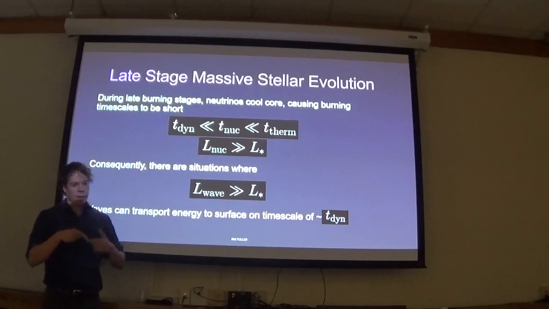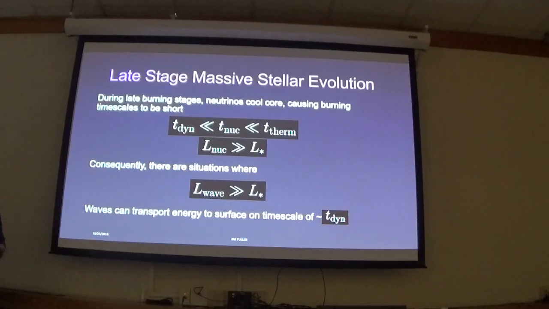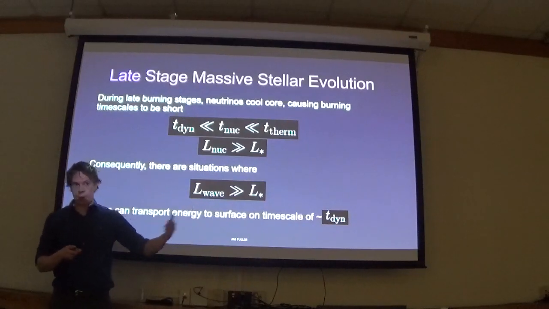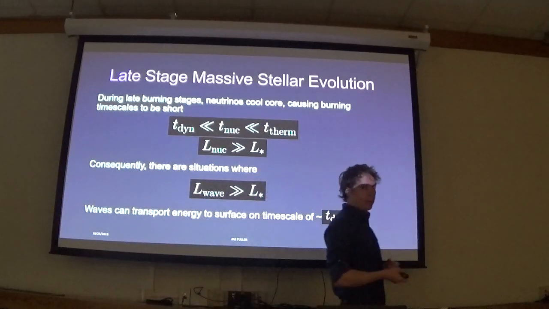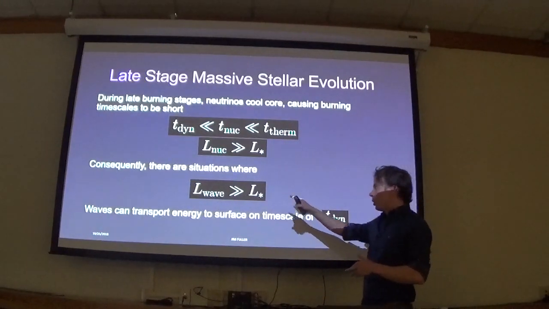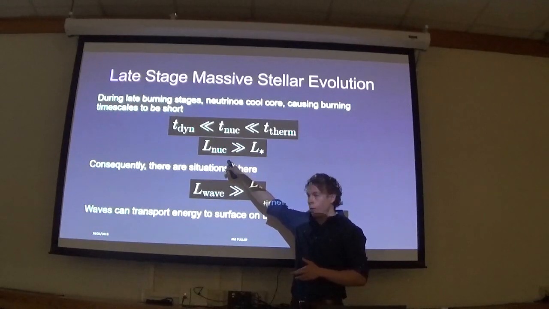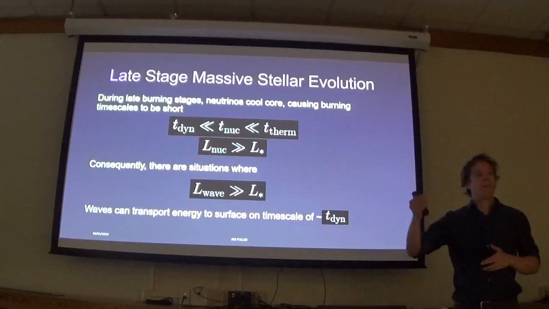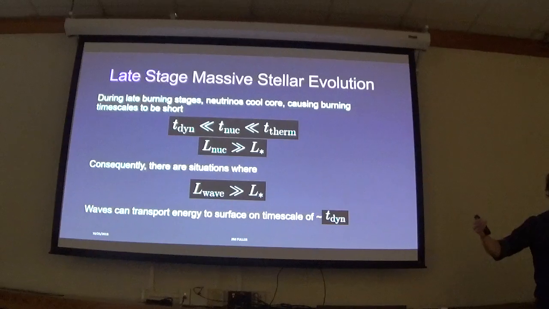And that means that the nuclear burning luminosities in the core of the star can be orders of magnitude larger than the surface luminosity of the star, because all the nuclear power is just going out through neutrinos. It's not diffusing out as photons through the star. So that means you can have situations where even though the wave power is only a small fraction of the nuclear burning power, it can be much larger than the surface luminosity of the star. So if those waves can propagate from the core of the star to the surface, they'll have a big impact.